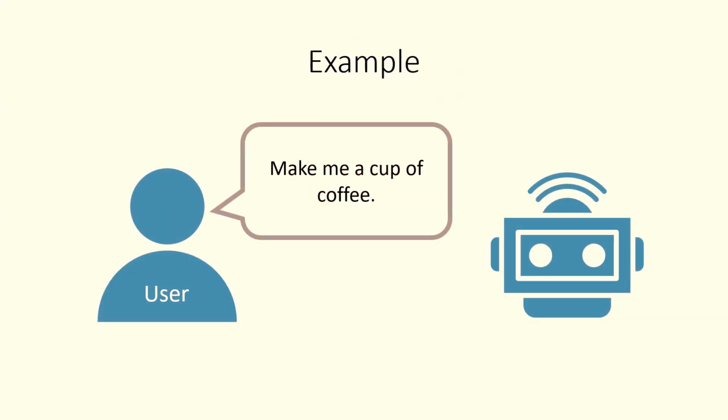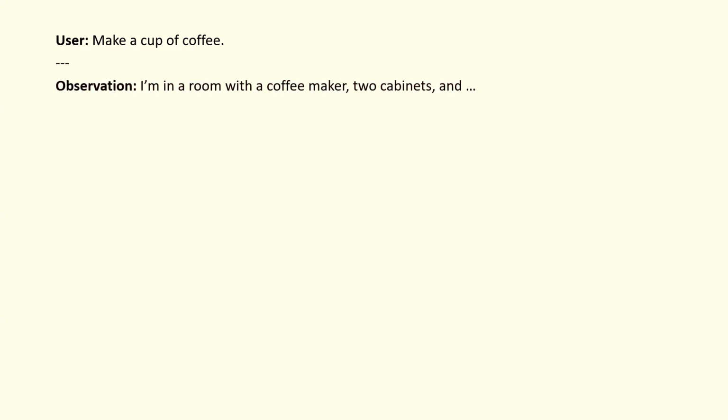So let's take a quick look at an example of a semi-autonomous agent in action. We'll start with a simple example of making coffee in a basic virtual world. Kind of a toy example. So the user specifies, make me a cup of coffee. The agent, first thing it does, observes: I'm in a room with a coffee maker, 2 cabinets, and some other kitchen appliances. It thinks to itself, well, I should open cabinet 1 to get the coffee.